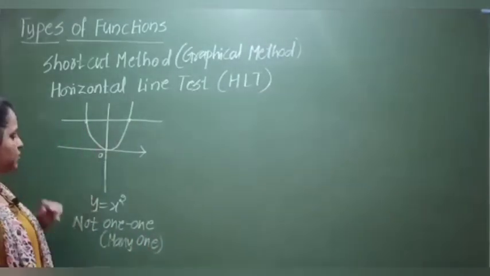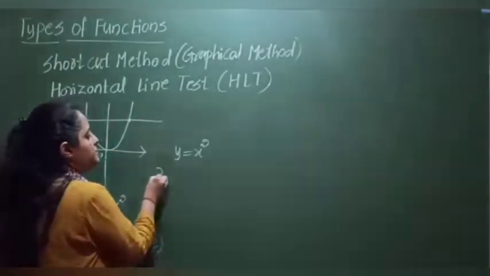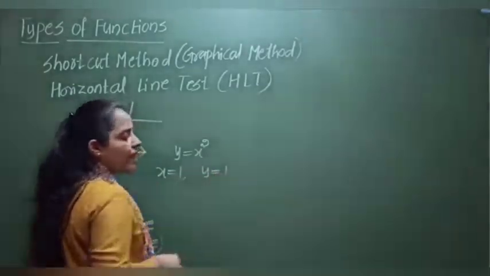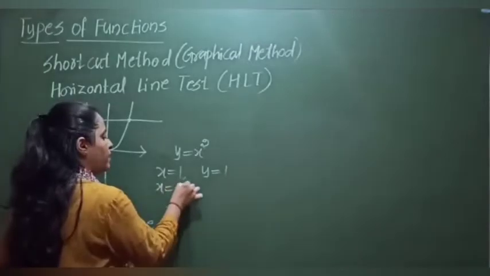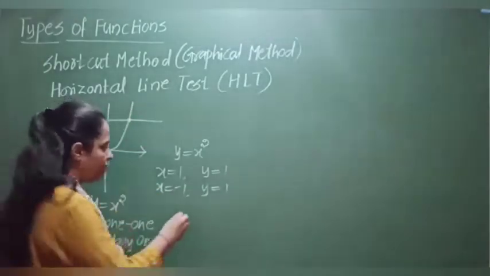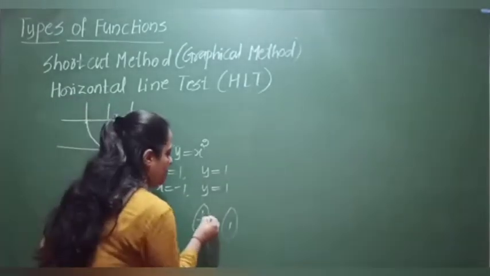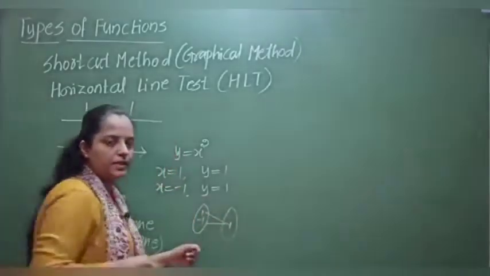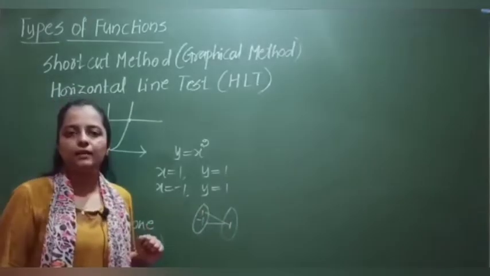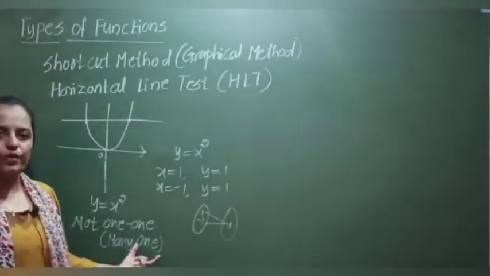Horizontal line test. Y is equals to x square is there. Put x is equals to 1, substitute, we are getting y as 1. If x is minus 1, that time also it comes plus 1. For 1 and minus 1 we are having the same image, two elements are connected to only one element. Many elements are connected to a single element, therefore this is not 1-1, this is a many-one function. Hope you are all getting this one.